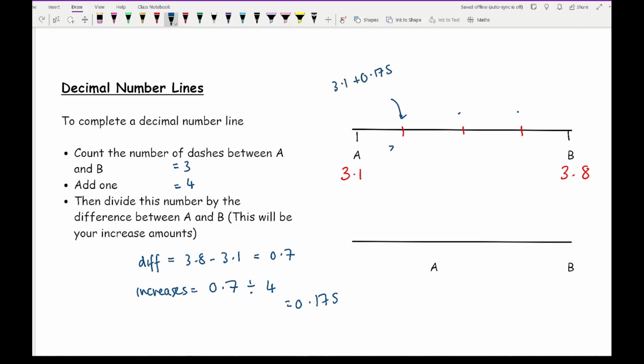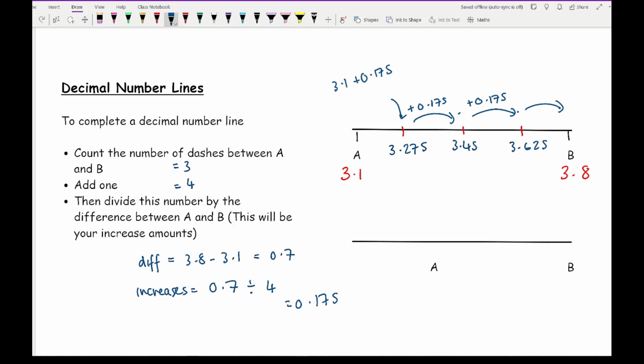So to work out this number here, I'm going to do 3.1 plus 0.175, which then gives me 3.275. If I then add another 0.175, and again here I'm just adding, that then should tell me what the other numbers are. So 3.275 plus 0.175 gives me an answer of 3.45. And then if I add 0.175 to 3.45, I get 3.625, and there I've worked it out.